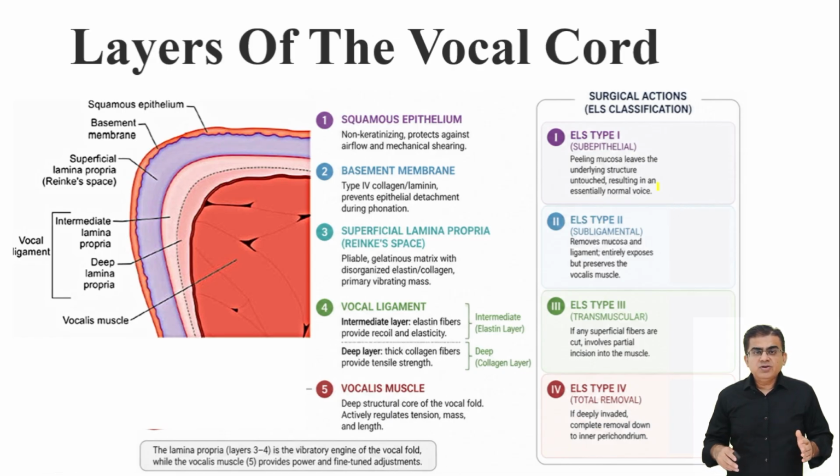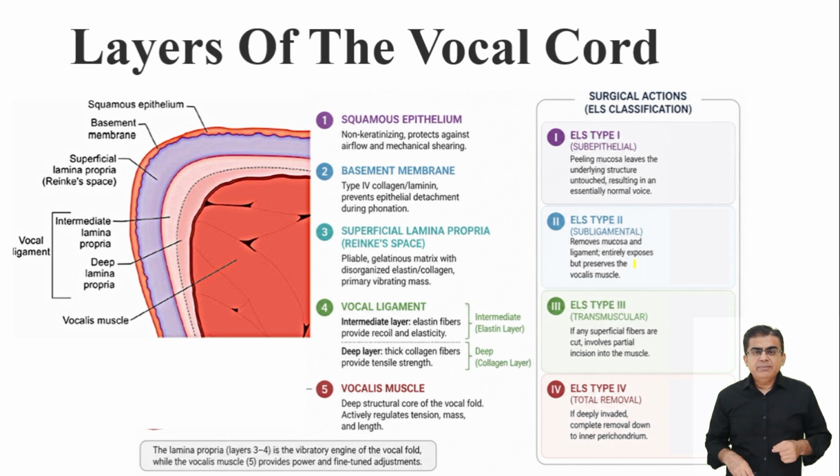So the three sublayers of lamina propria layer is the vibratory engine of the vocal cord. And the vocalis muscle layer provides power and fine-tuned adjustment. If the tumor infiltrates the vocal ligament, we do an ELS type 2 cordectomy. Here, we remove the mucosa and the entire vocal ligament. We stop exactly at the muscle. We expose the muscle completely, but we do not cut it.